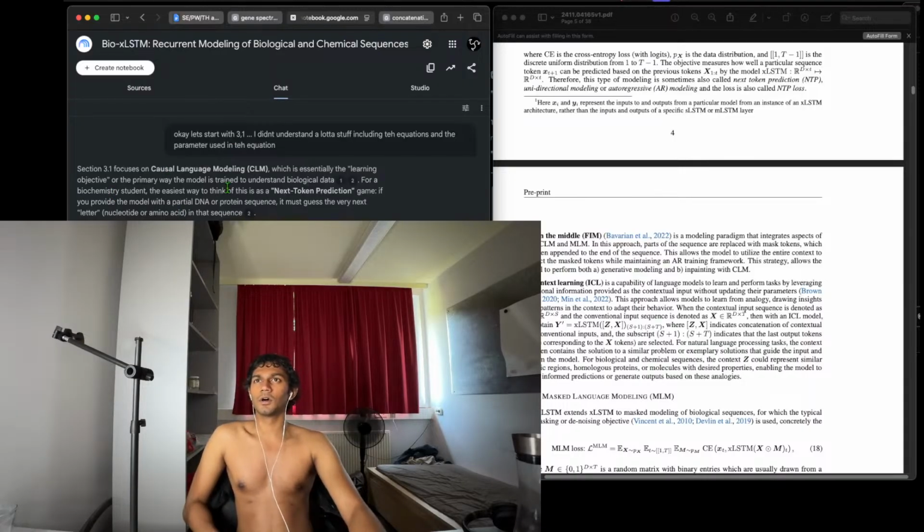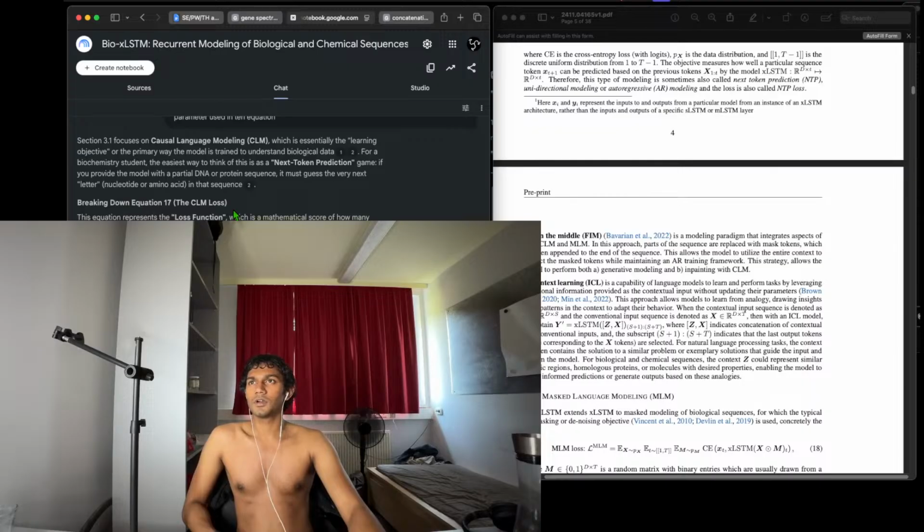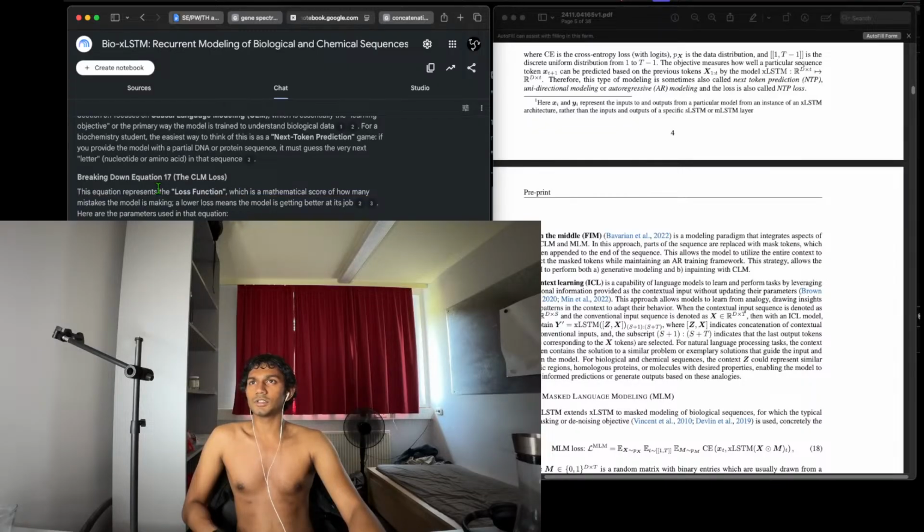This focuses on causal language modeling, which is essentially the learning objective. Breaking down equation 17, the CLM loss.